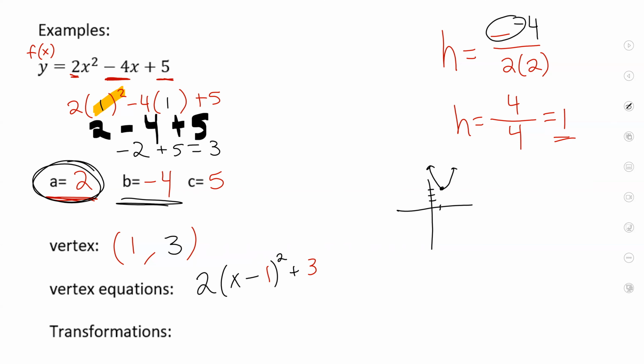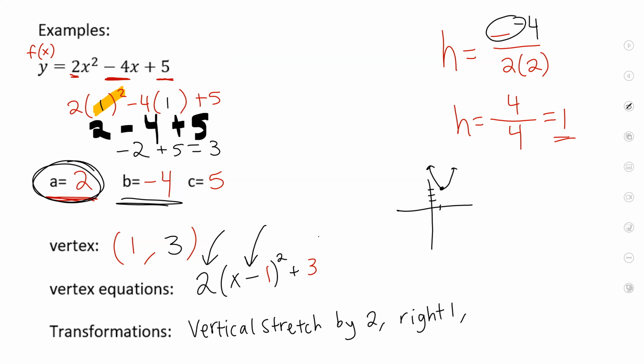Now let's talk about the transformations. Do you guys remember what a 2 in the very front will do? Yes. It'll be a vertical stretch. A vertical stretch by 2. This -1 inside, it means it went to the right 1 space. And then this +3 means it went up 3. These are the transformations.